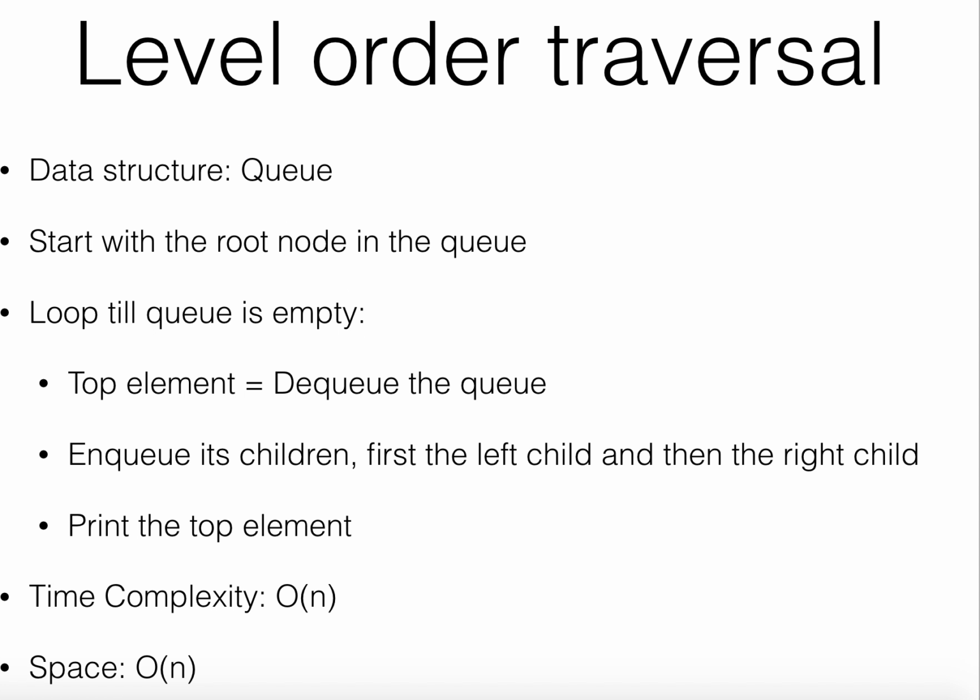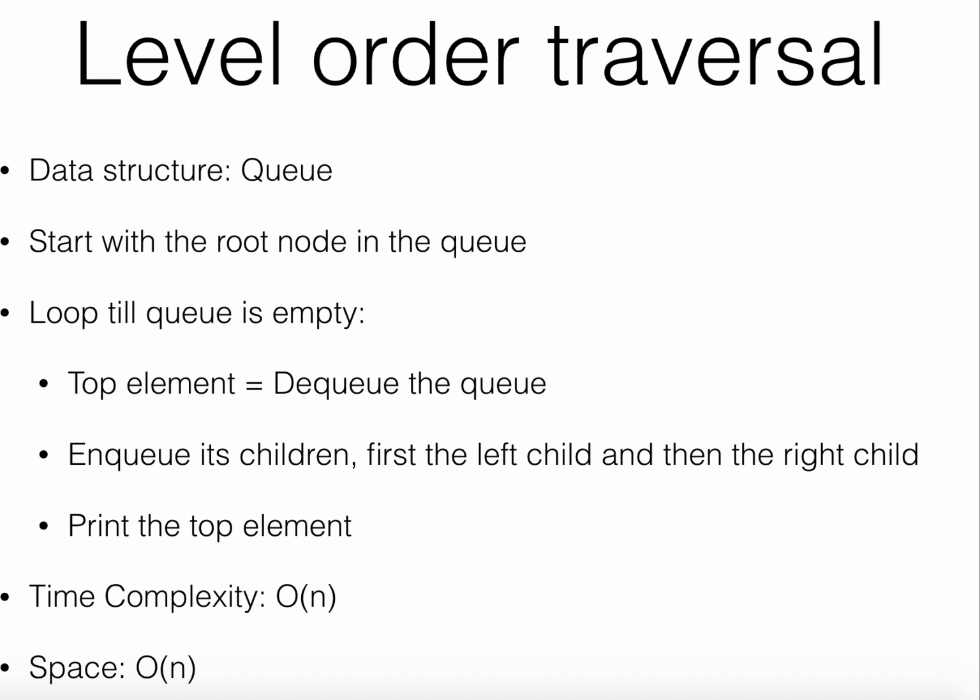Now, let's look at how we do a level order traversal. Let's forget about zigzag order and look at the algorithm for doing a level order traversal. And then we would borrow some ideas from here and try to do a zigzag traversal. The way we do that is we use a data structure called a queue. And we start with the root node in the queue.